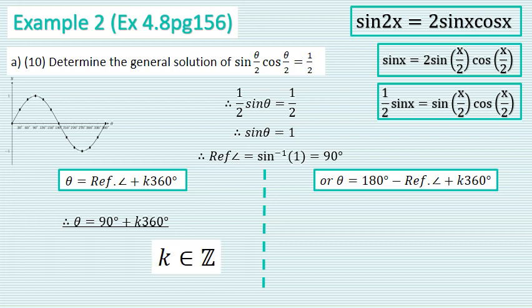Theta equals 90 plus K360, or theta equals 180 minus 90 plus K360, which means we're just repeating ourselves, but that's okay. Follow the process so that your brain can get used to it.